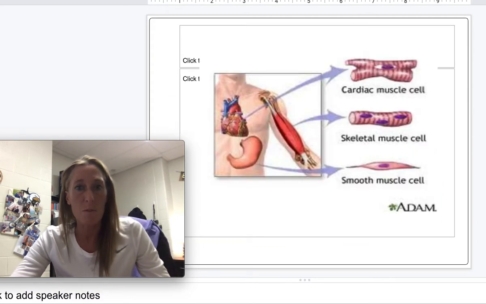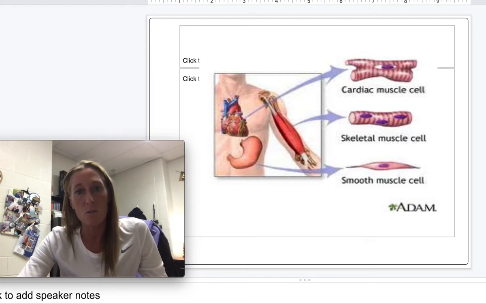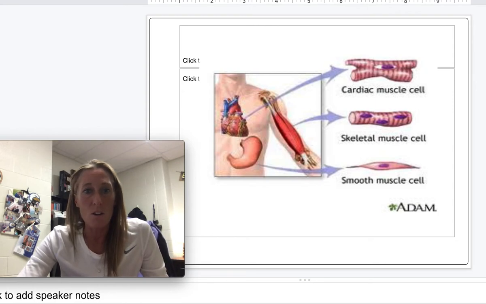There's 3 different types of muscles. We talked about cardiac, skeletal, and smooth muscles. Cardiac is the heart, skeletal are attached to and move the bones, and smooth muscles are our intestines, our digestive system.